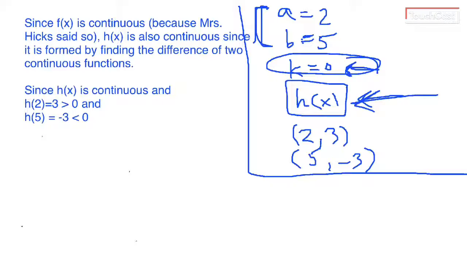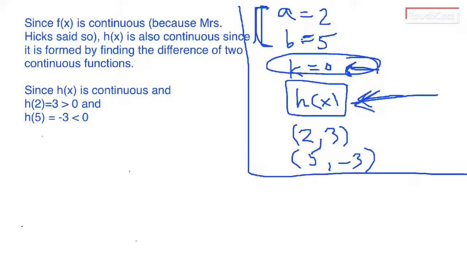So remember that if you add or subtract or multiply or divide two continuous functions, or you compose them, so make one continuous function the input to another, then the result is also continuous. So I've set up here, since f of x is continuous because of calculus, h of x is also continuous since it is formed by finding the difference of two continuous functions. So f of x is continuous, and I subtract the function x, which is just linear, which is continuous. So I've combined two continuous functions, so h of x must be continuous. Once I've said that, now I can use the intermediate value theorem.